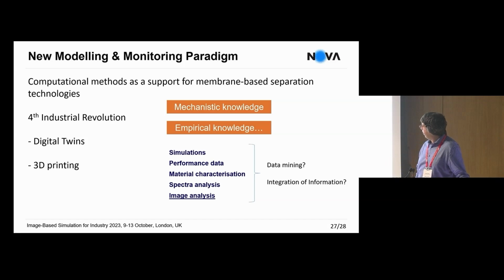So basically, we can obtain a lot of information from simulations, from spectral analysis. I hope that image analysis can also help us, but there are also questions on how to extract the information from all these sources. We are doing it by principal component analysis, but perhaps different methods can be used, and how to integrate all of this different information into a single model in order to, in our case, predict membrane process performance.